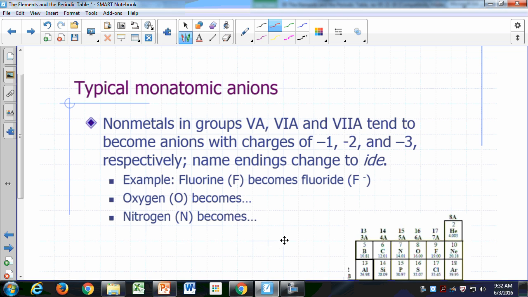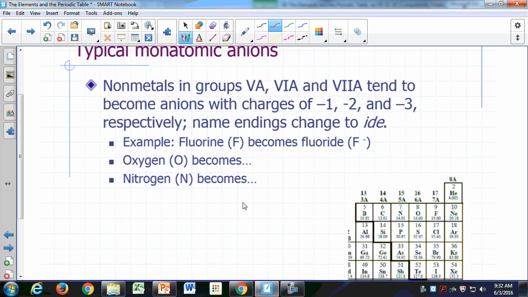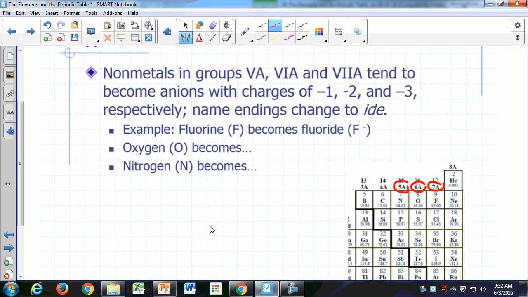Okay, so we've seen that the typical cations are formed from atoms of metallic elements. The anions, the negative ions, the monatomic ones, are typically formed from non-metallic elements. Primarily, the most common anions you'll encounter are the ones from group 5A, 6A, and 7A. Okay, and again, you'll see a pattern here.